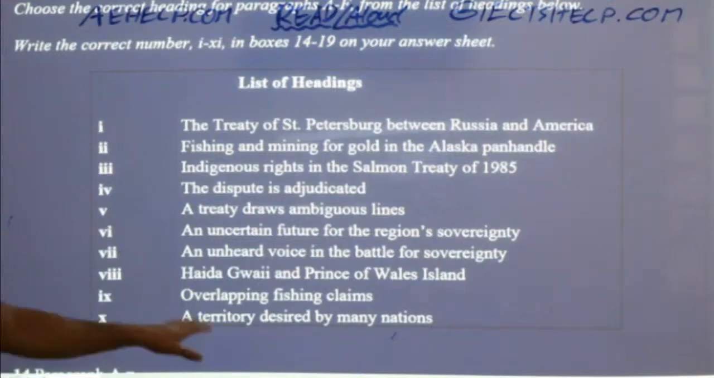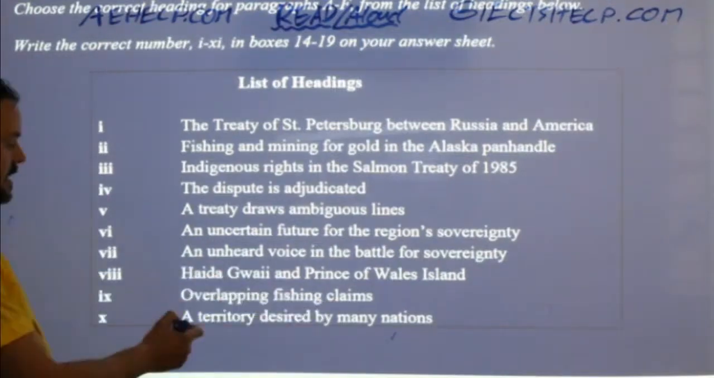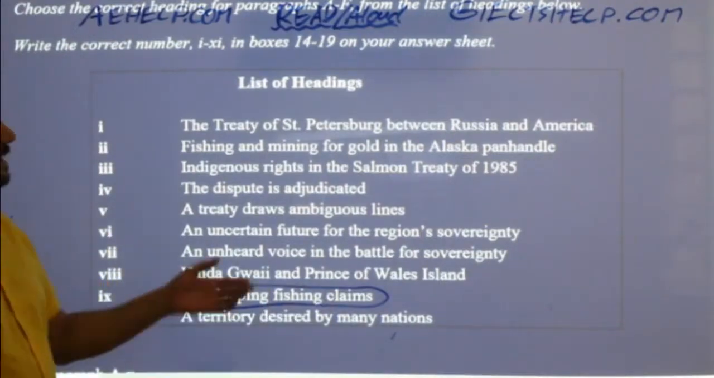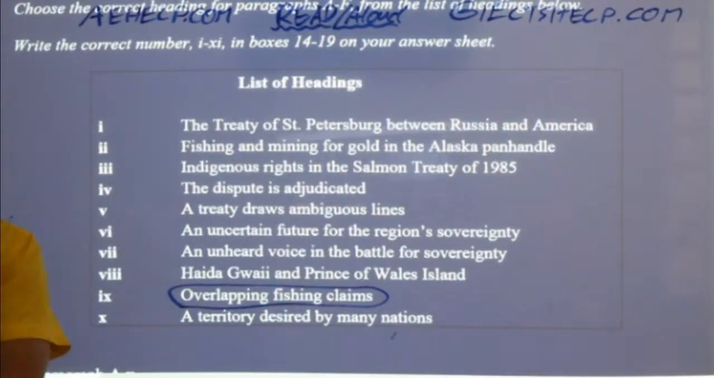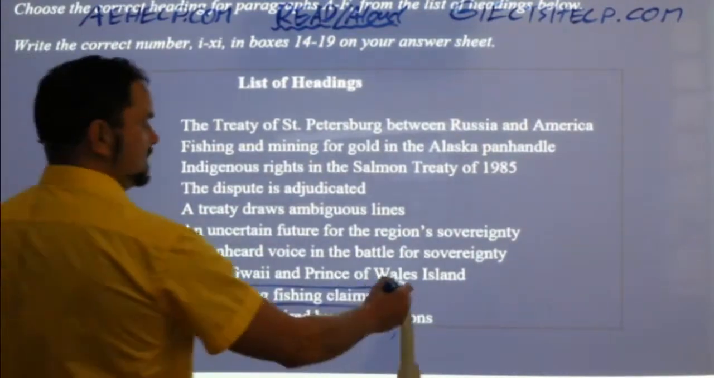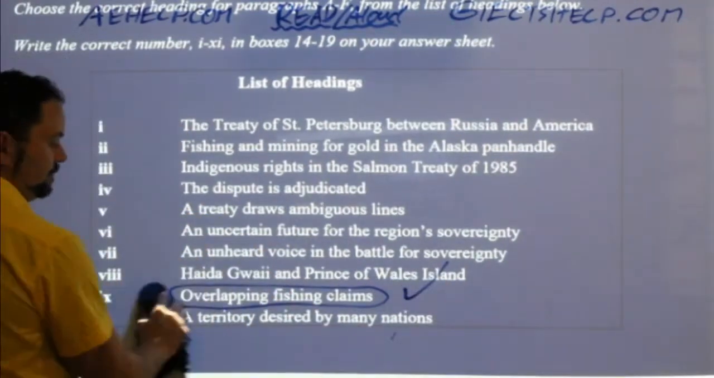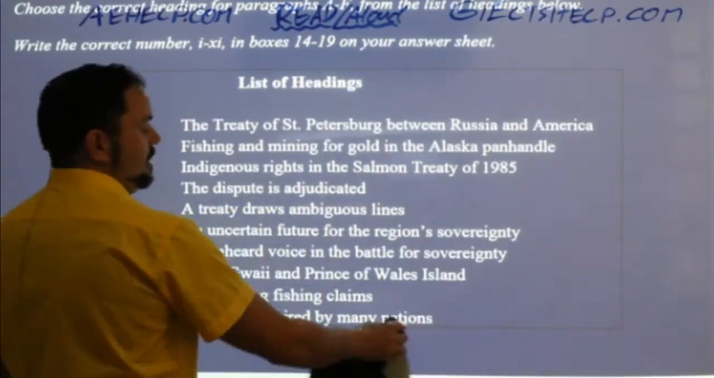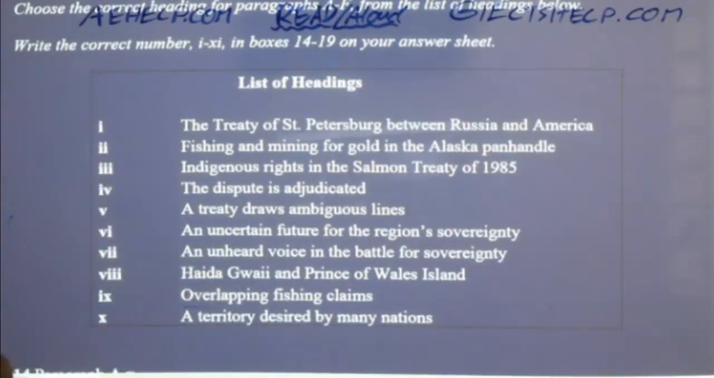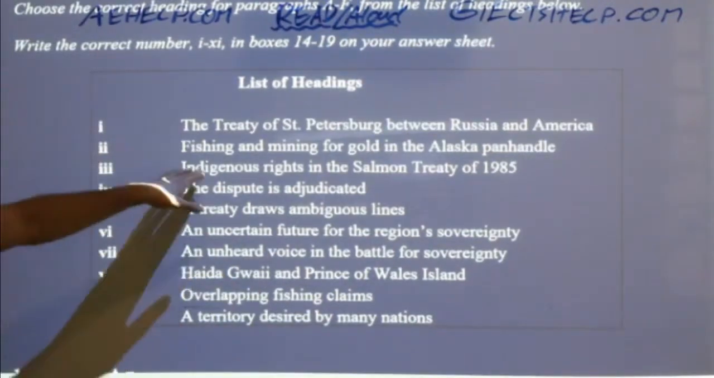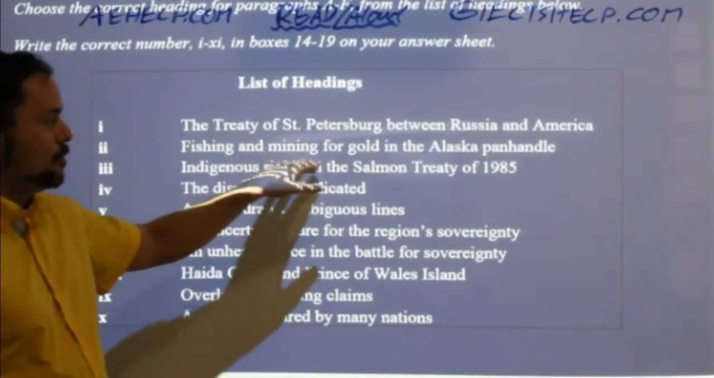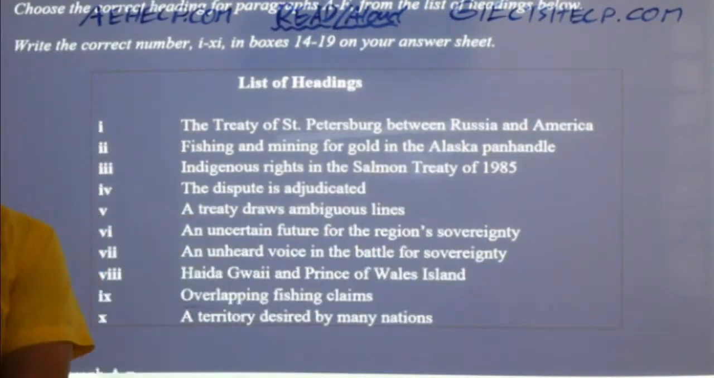For those of you, overlapping fishing claims, this is the main one. Okay. The paragraph says, even though there's no gold in the region now, right? So number 9 is the correct answer. Okay, so those of you who are thinking number 9, you got it right. You have to choose the best answer always, students, for these lists of headings. And fishing and mining, this paragraph clearly starts with, although there is no more gold in this region. So number 2, definitely not.